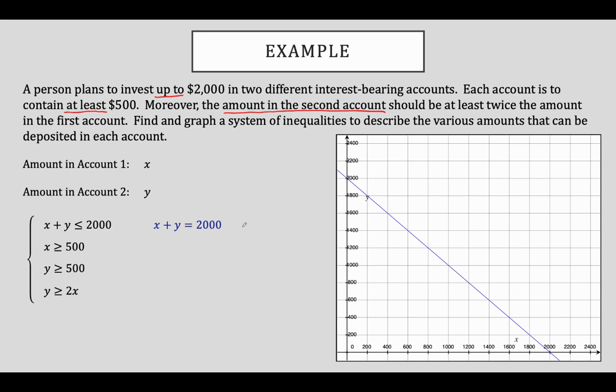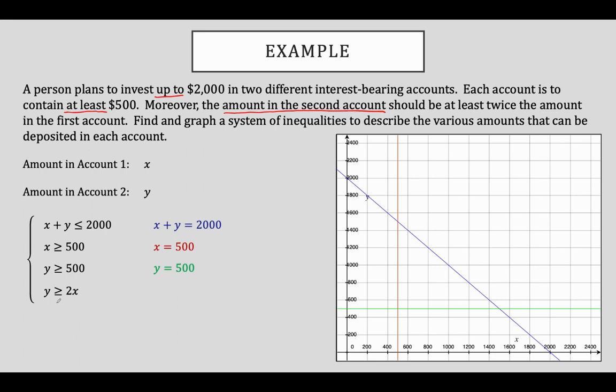Notice that we used a solid line because of this equal to component. And actually, all of these lines are going to have solid lines. Next, we have x is greater than or equal to 500. Well, we graph the line x equals 500. That is a vertical line right here where all the x values are 500. Next, we graph the line y equals 500. That's a horizontal line where all the y values are 500.